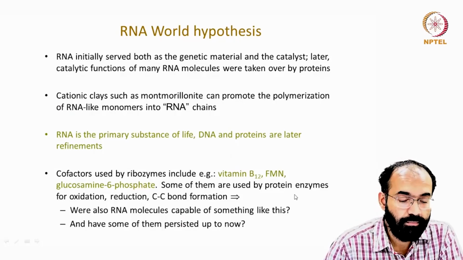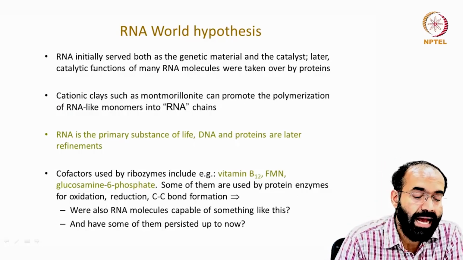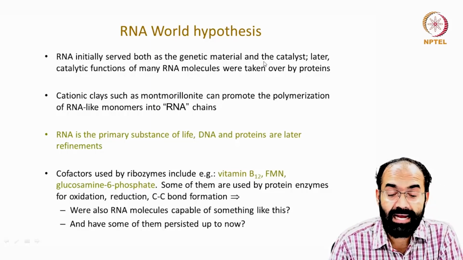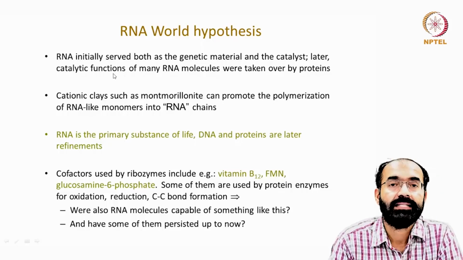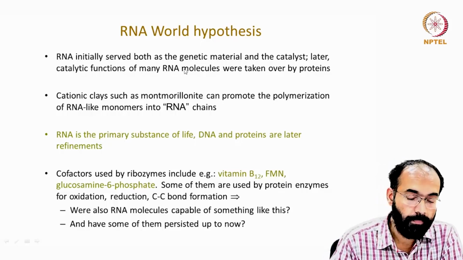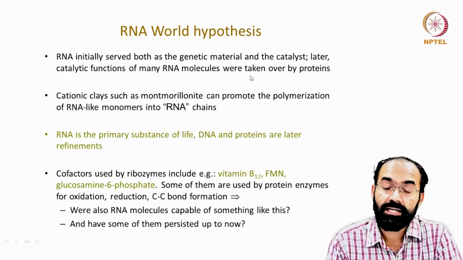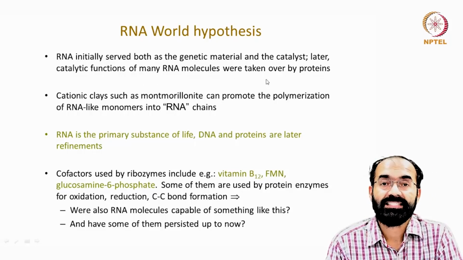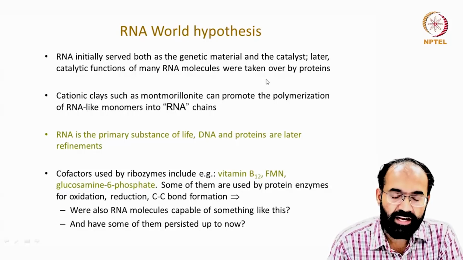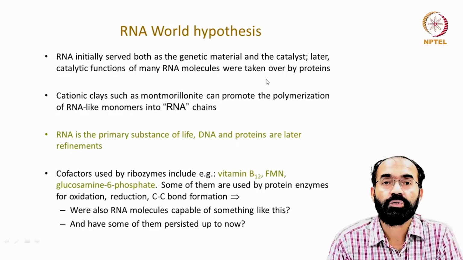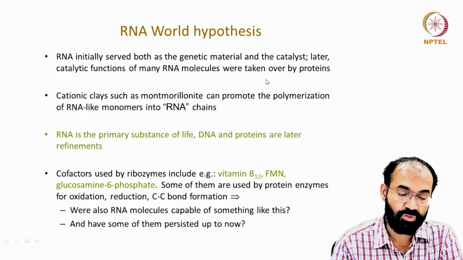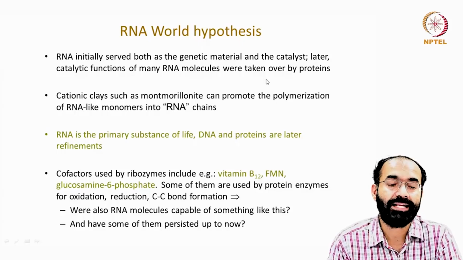Now, coming back to the RNA world hypothesis. RNA initially served both as a genetic material and catalyst. Later, the catalytic function of many RNA molecules was taken over by proteins as a convenience, because proteins can adopt much more diverse structures and also have 20 amino acids to play with, unlike the ribozyme. So hence proteins became quite handy.